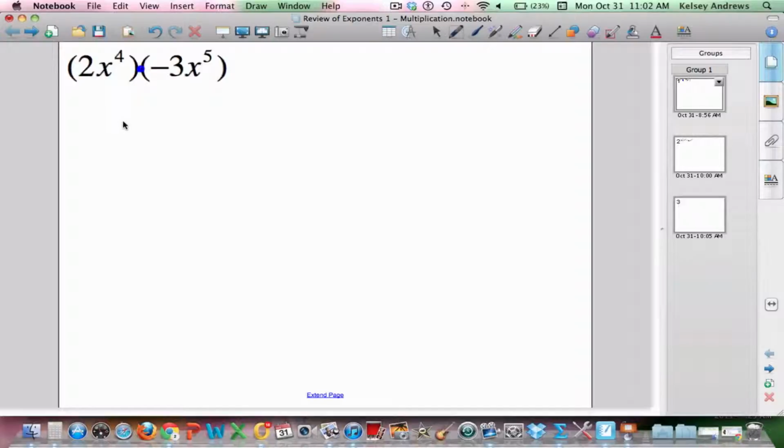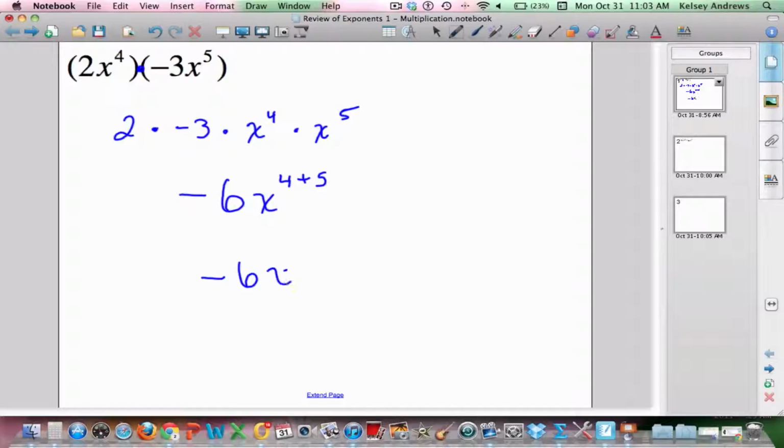Okay, so let's reorder our problem and start by finding the coefficients. We have 2 times negative 3, and then our variables, x to the fourth times x to the fifth. Okay, so our coefficients we want to multiply because this is a multiplication problem, so that gives us negative 6 times, and then when we're multiplying and we have the same base, we can add the exponents. So this is negative 6x to the ninth. So we multiply the coefficients and we add the exponents.